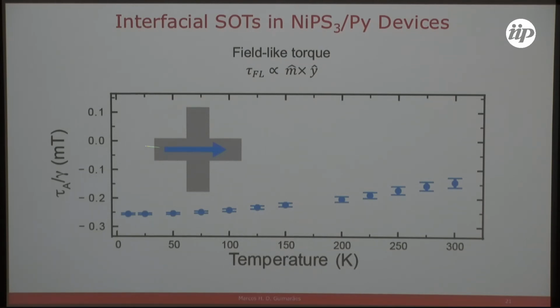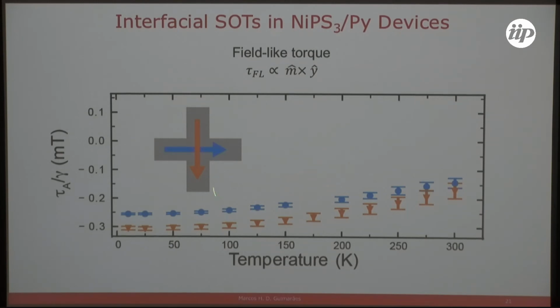Now we flow the current along a certain direction, and we have this field-like torque as a function of temperature. You can see that at room temperature, and the scale here is more negative going down, the torques are on the negative side. So as we cool down, they seem to be increasing in magnitude and saturating at a certain value.